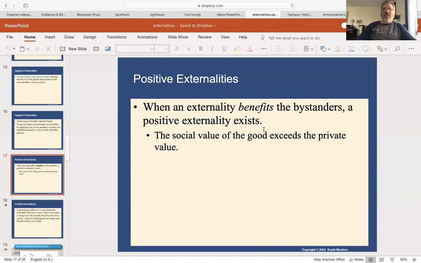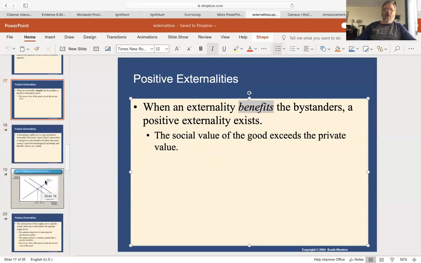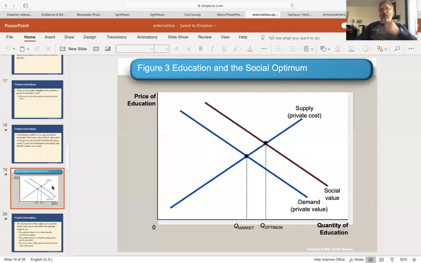So with positive externalities, it's different because there's a benefit to the bystander. And if there's a benefit, that means the social value actually exceeds the private value. So let's take a look at a positive externality case.